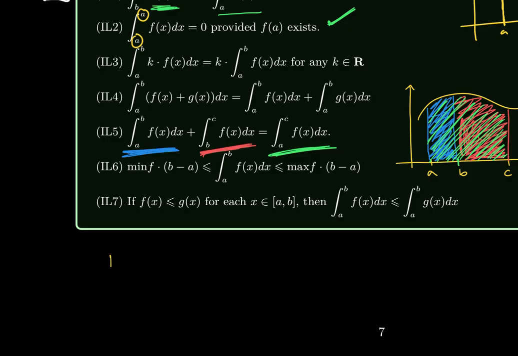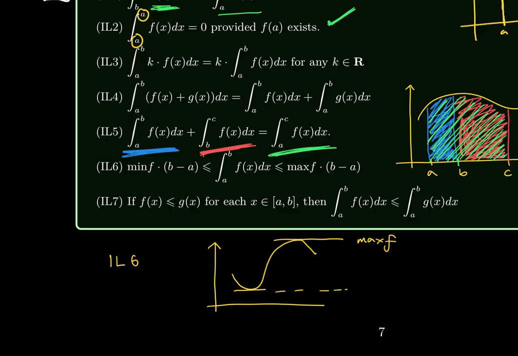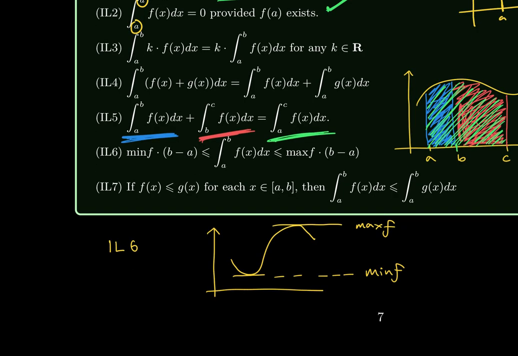Let's see what that says. IL6, this one right here. This one, again, is quite intuitive. You just have to draw it out. So say I have some sort of function. It goes like this, maybe. Here is the maximum height. That would be max f. And here's the minimum height, min f. That's what these objects are. Here's max f, min f.